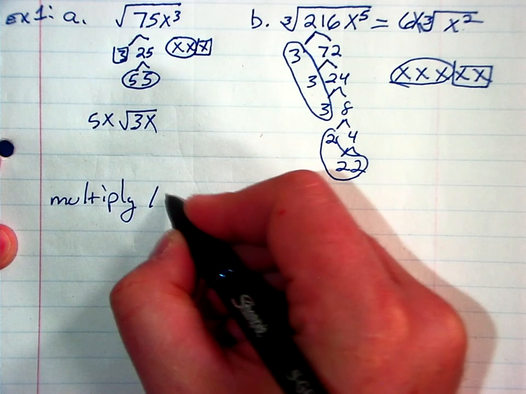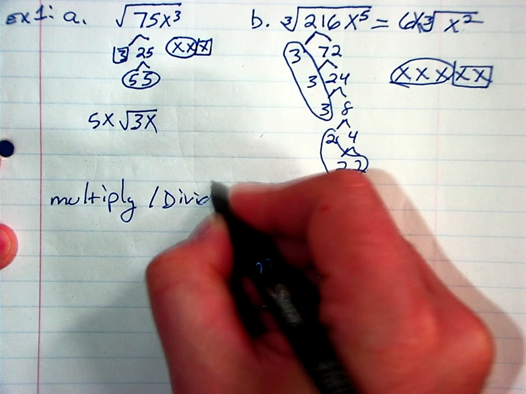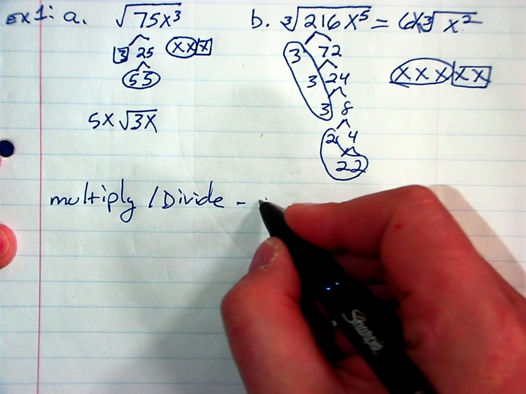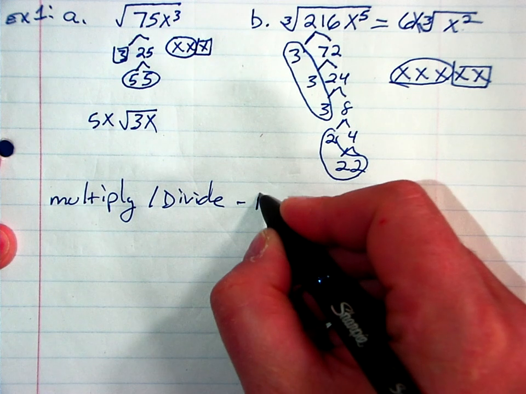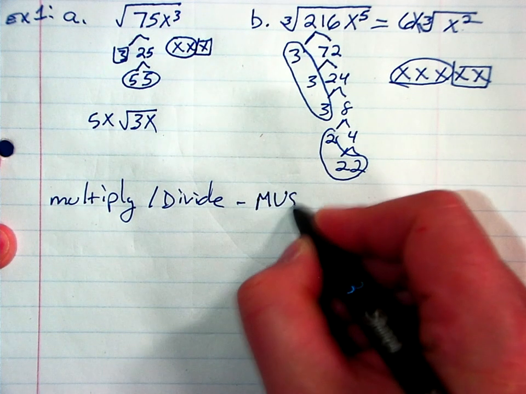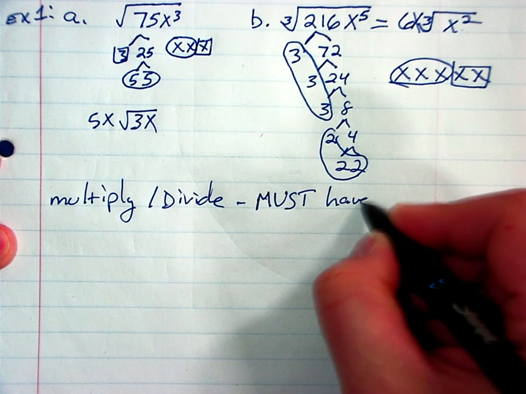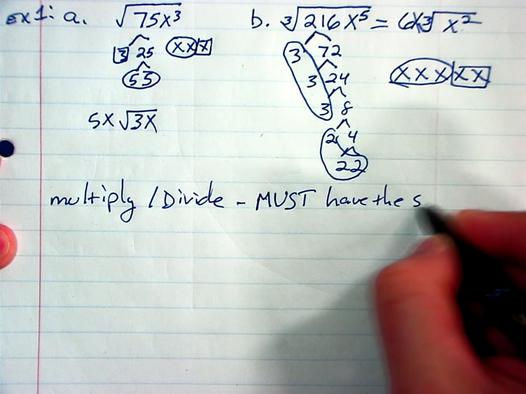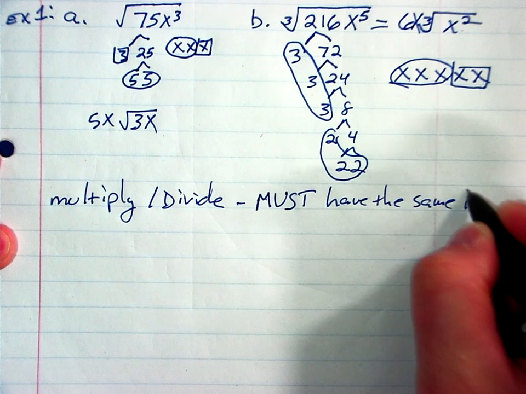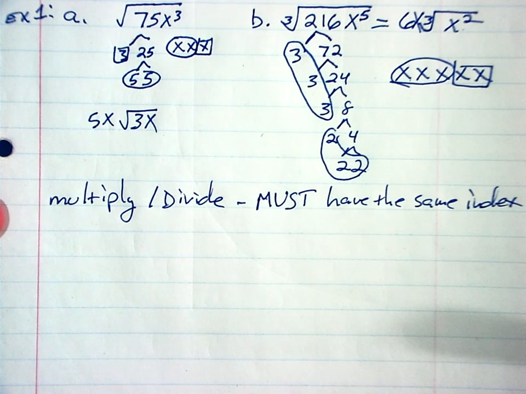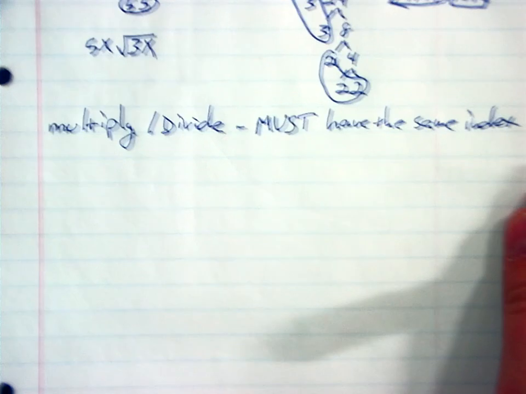Multiply and divide. Because in order to multiply or divide radicals, we must, yes, I'm yelling, must have the same index. And remember, index is the number in front of the square root, cube root, fourth root, fifth root, yada, yada, yada.